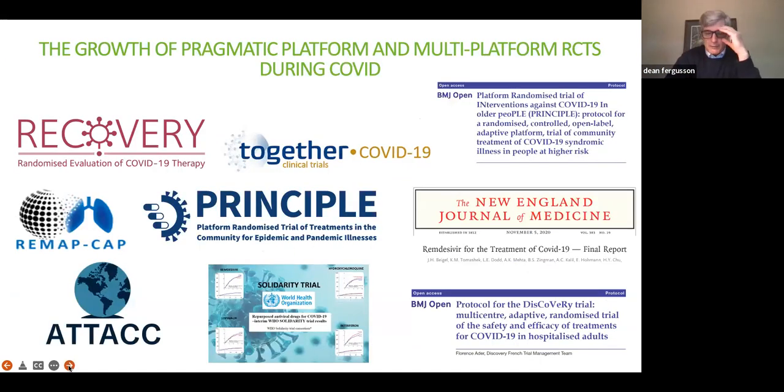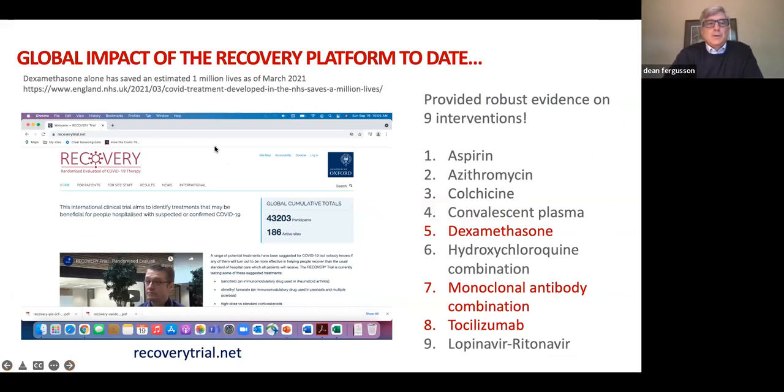So there are a number of these. Recovery obviously was front and center. What we heard about, they were kind of first out of the gate, and the UK government stopped all other randomized trials, hospitals randomizing to other randomized trials, to focus their efforts on the recovery trial. So thousands of patients were randomized very, very quickly. In terms of the recovery trial, this slide is a bit dated now, but they very quickly evaluated 9 treatments. The ones in red were found to be effective and were brought into routine practice.